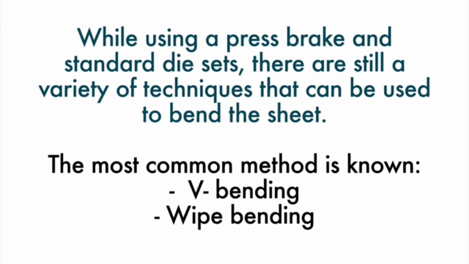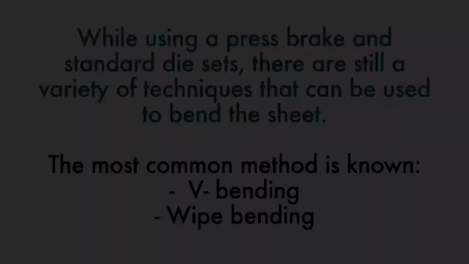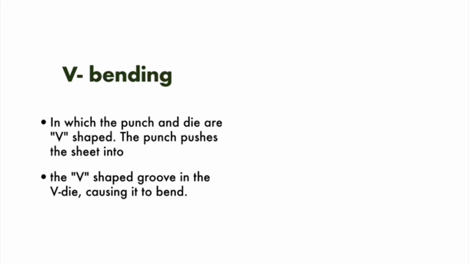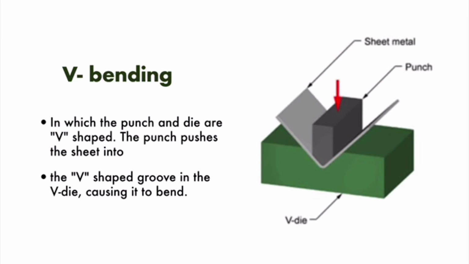While using a press brake and standard die sets, there are still a variety of techniques that can be used to bend the sheet. The most common method is known as V-bending, in which the punch and die are V-shaped. The punch pushes the sheet into the V-shaped groove in the V-die, causing it to bend.